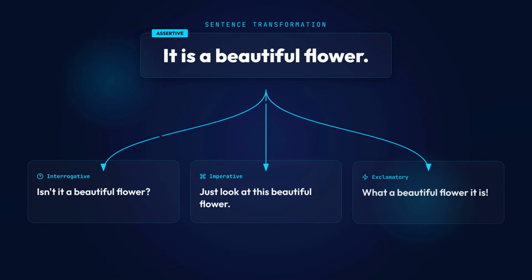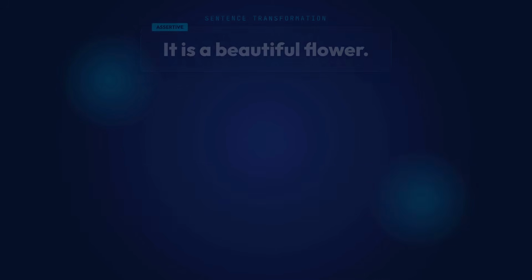Assertive. It is a beautiful flower. Interrogative. Isn't it a beautiful flower? Imperative. Just look at this beautiful flower. Exclamatory. What a beautiful flower it is.